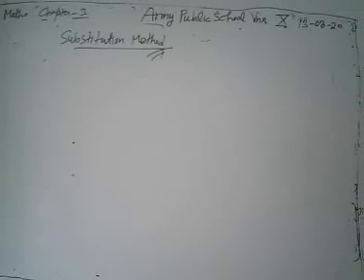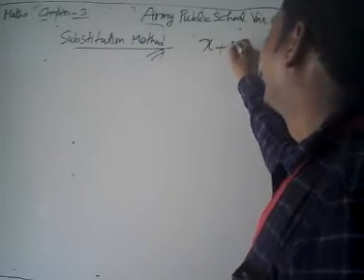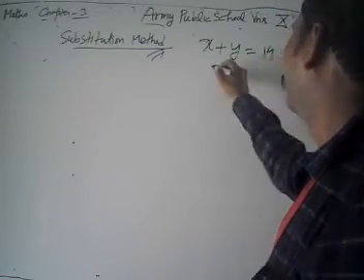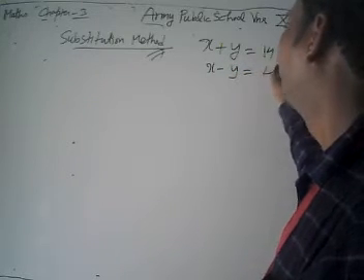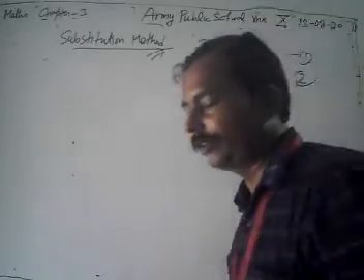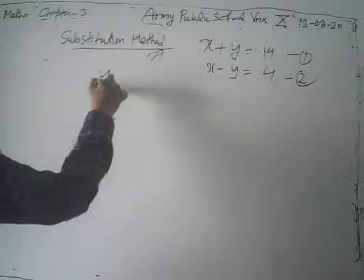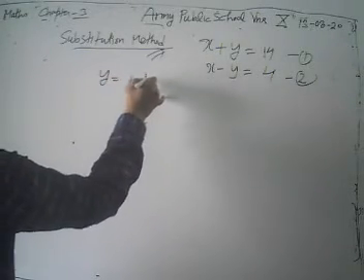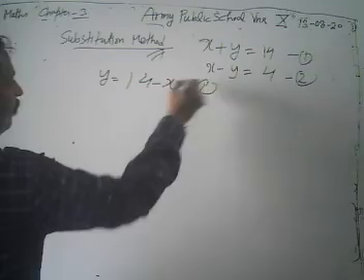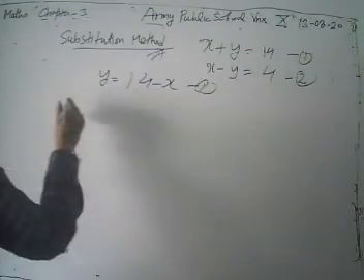Take another example. One of the easy examples: we take x plus y is equal to 14 and x minus y is equal to 4. This is our equation 1, this is equation 2. I am just going to recall what we have to do. First of all, we are going to represent y in terms of x. Take this as 1 prime.